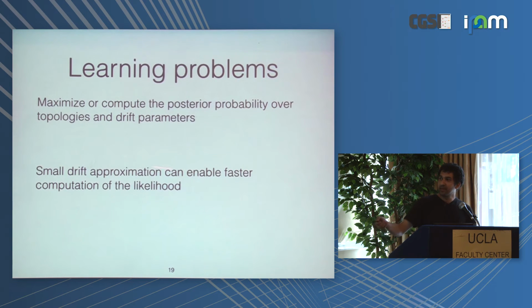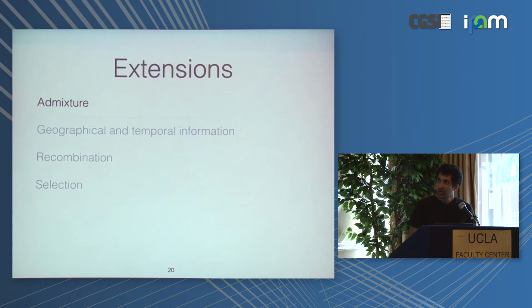And here we have not made too many assumptions about the evolutionary models themselves, but in practice people have developed further approximations. For example, if the drift is small, you can make approximations about normality, and those can enable faster computations of these likelihoods. Right. So this was about a simple case where you have a population that's structured as a tree. There are lots of other extensions that you can now consider.